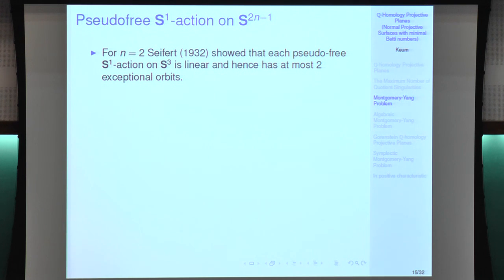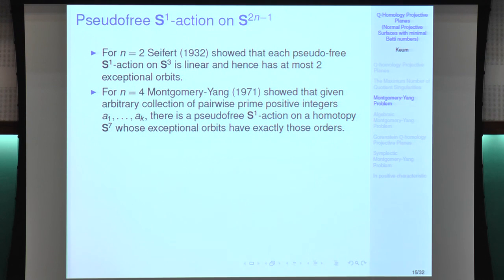And then there was not much progress until Montgomery and Yang, both topologists, for n equal to 4, a circle action on the 7-dimensional sphere. In this case, given an arbitrary collection of pairwise prime positive integers, there is a pseudo-free circle action on a homotopy S7 whose exceptional orbits have exactly those orders. So there is no bound. So the original question does not hold here. So the higher dimensional case is much more complicated.